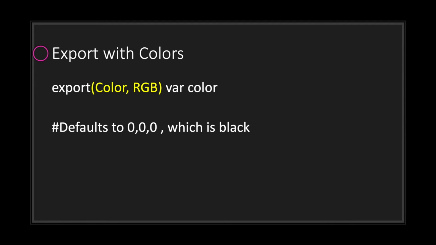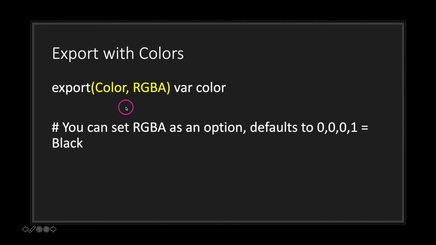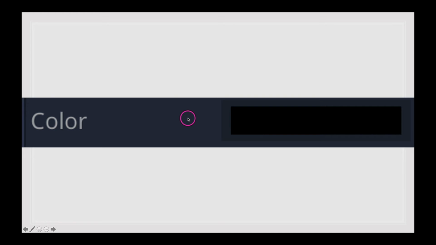One cool thing about export is that you can export colors. To export a color, simply use in the first parameter the keyword color, followed by the color model you want to use. You can use the RGB model, and when you don't assign a value, you get 0. Or what you can do is set the color model to RGBA, which then again sets its default value to 0001. Both of these values are basically black. As you can see here, this is what it looks like.